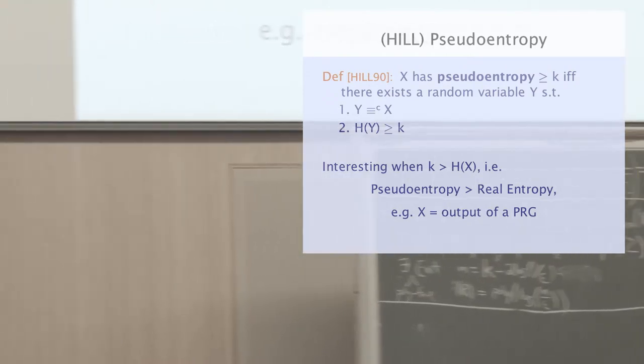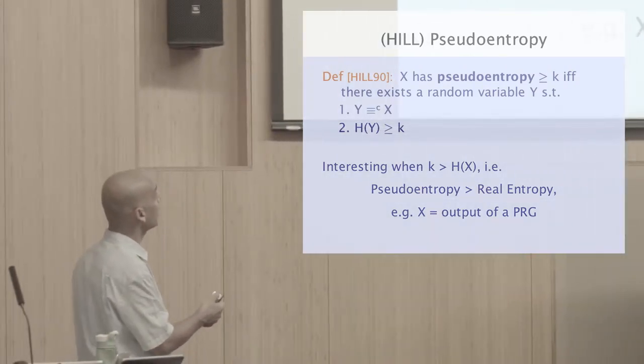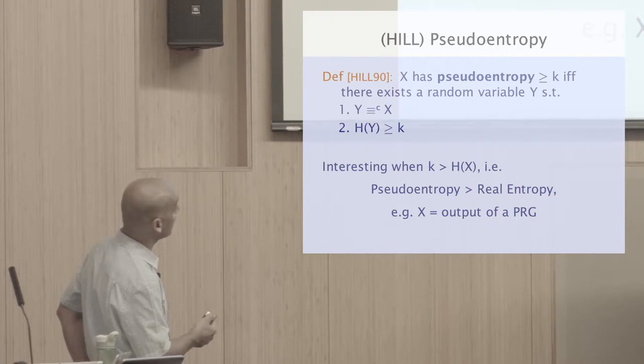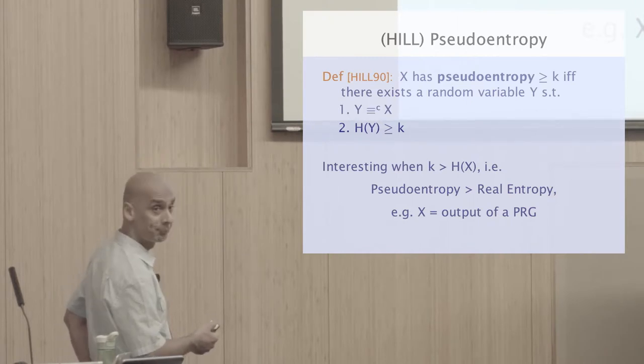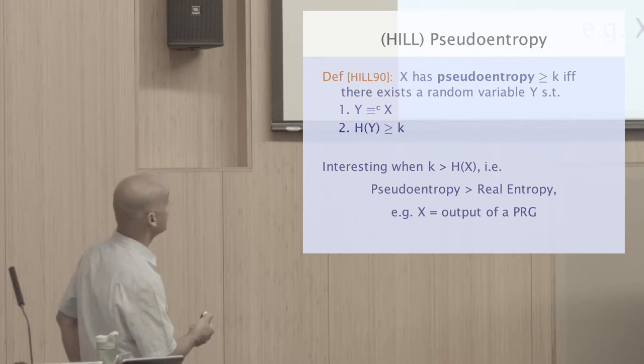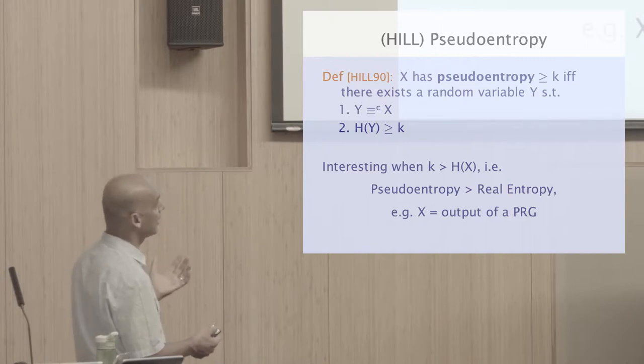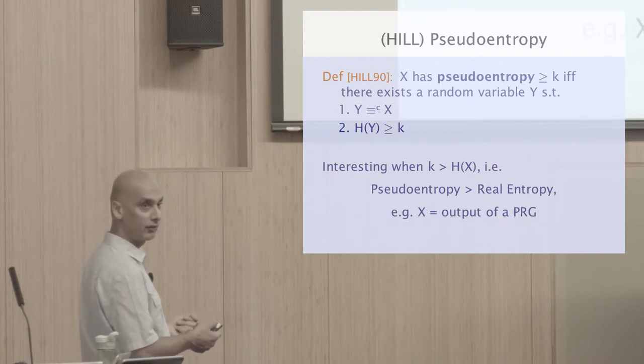The original and most useful notion of pseudoentropy was the one introduced in the original Hill paper, which says that a random variable has pseudoentropy at least k if it's computationally indistinguishable from some other random variable whose actual entropy is at least k. This definition is interesting when the pseudoentropy is larger than the actual entropy of the random variable x.